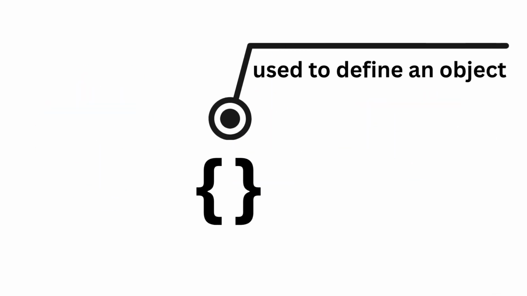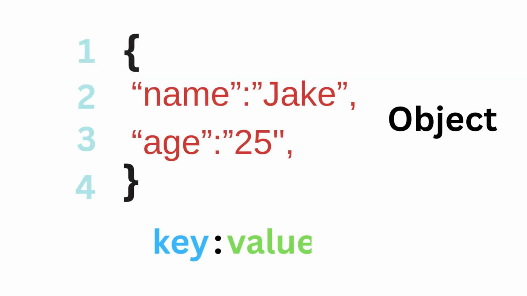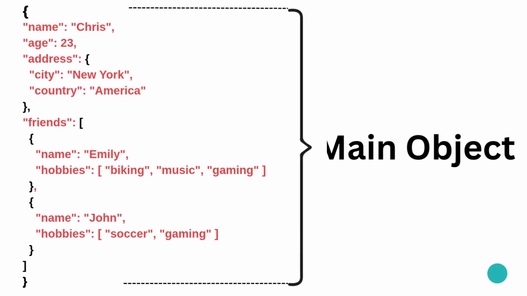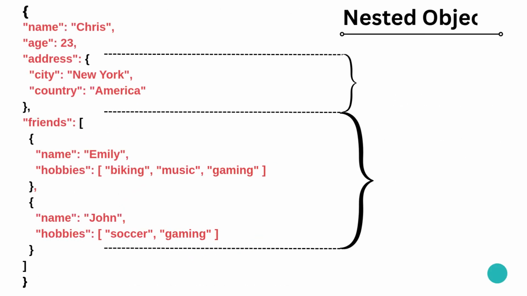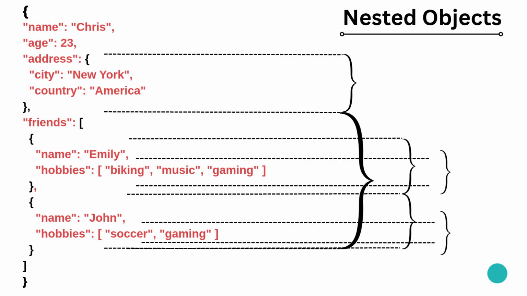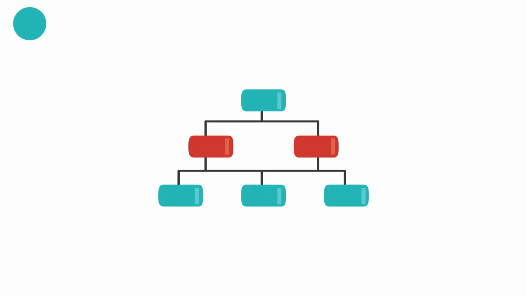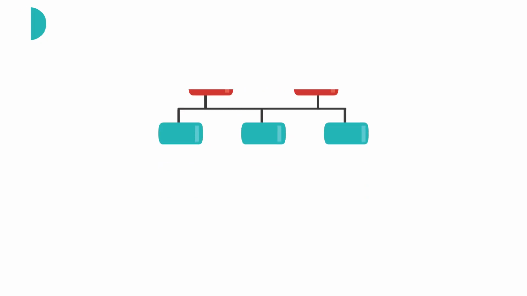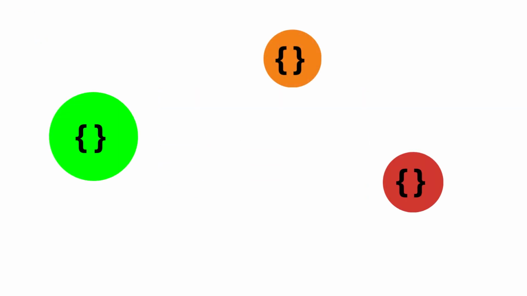In JSON, curly braces are used to define an object. This example shows a JSON object which includes a key and its value. It can also have nested objects, which has a main object and contains sub-objects. Nested objects keep the data in an organized and structured format. It also reduces repetition by grouping connected details under one logical structure.